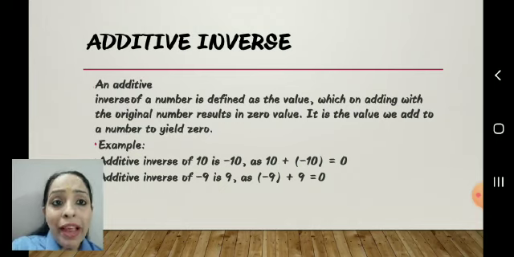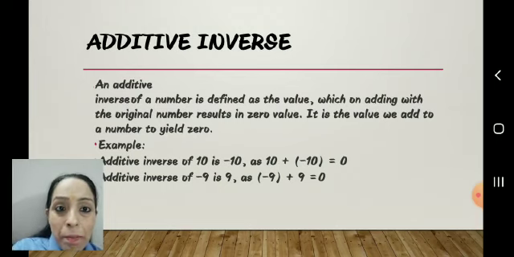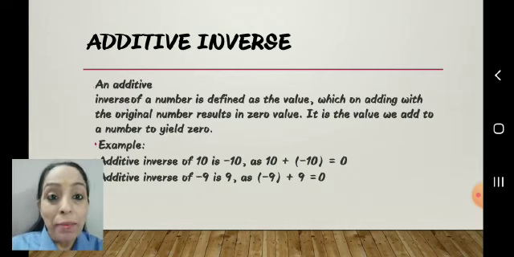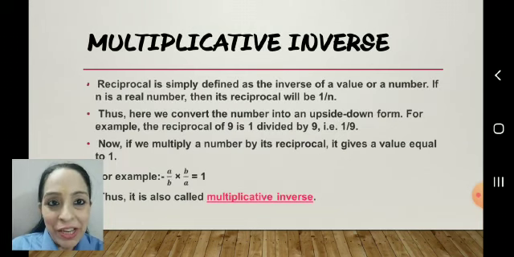For example, the additive inverse of 10 is -10. When we add both of them, it will become 0. See, 10 plus -10 is equal to 0. The additive inverse of -9 is 9. So when I add both of them, it will become 0. -9 plus 9 is equal to 0.